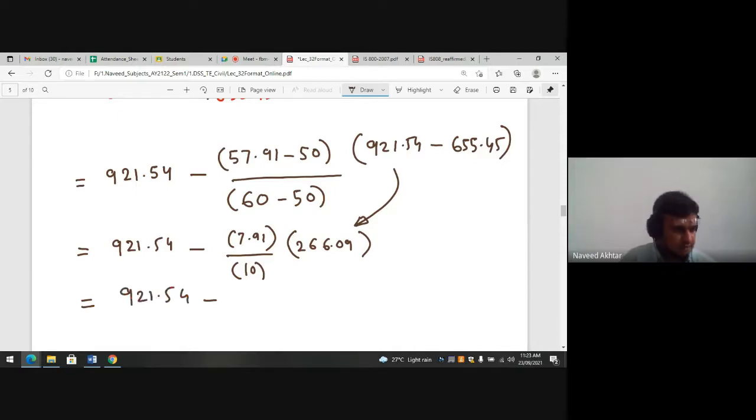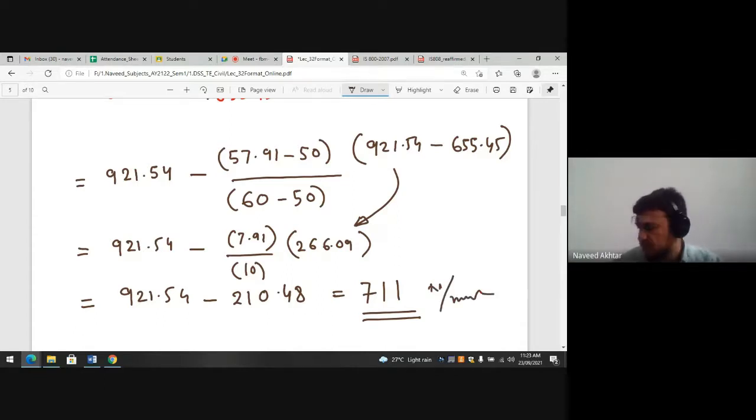Okay, if I solve this, then the value of this is 921.54 minus this 7.91 into 266.09 divided by 10, so it is 210.48. Equals 921.54 minus this, so the answer is coming, the FCRB, 711 Newton per meter square, MPa.